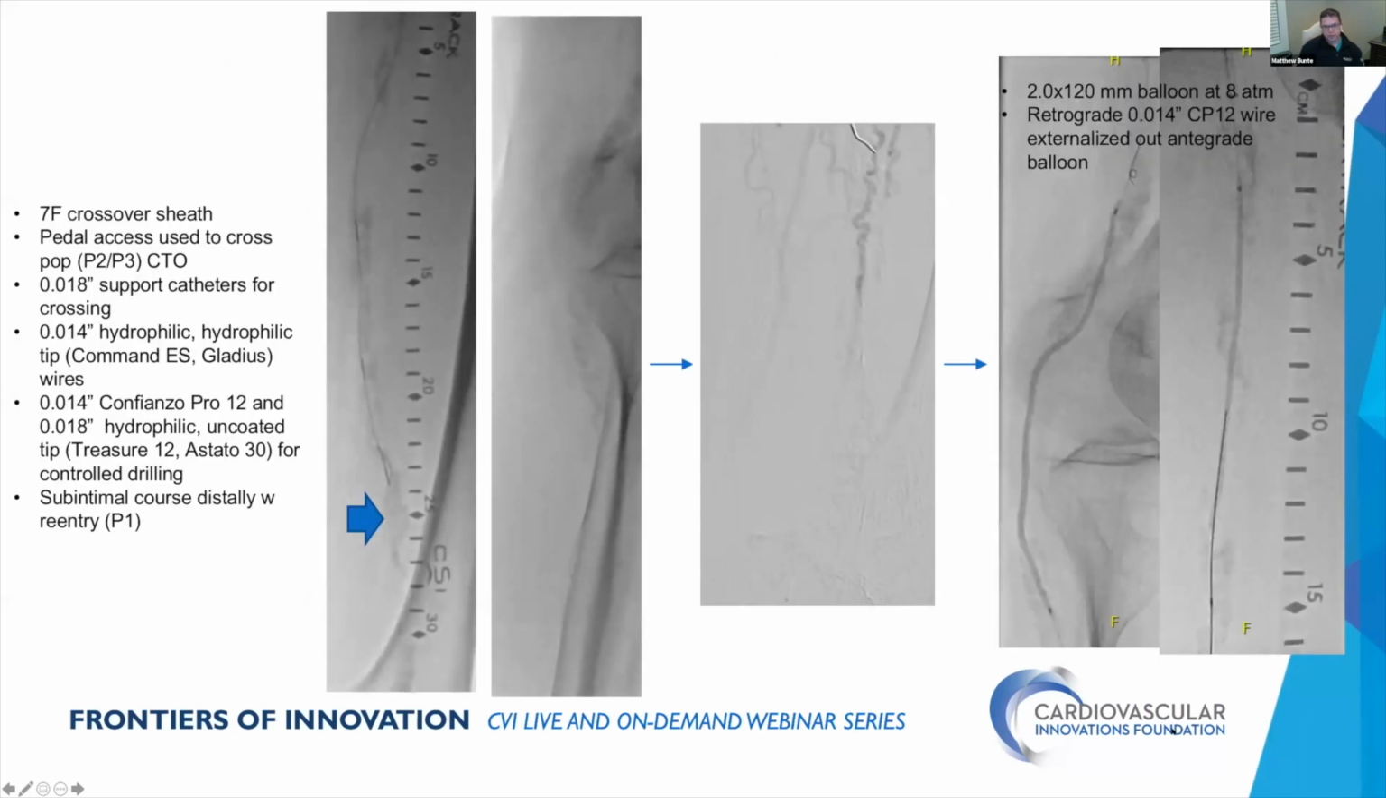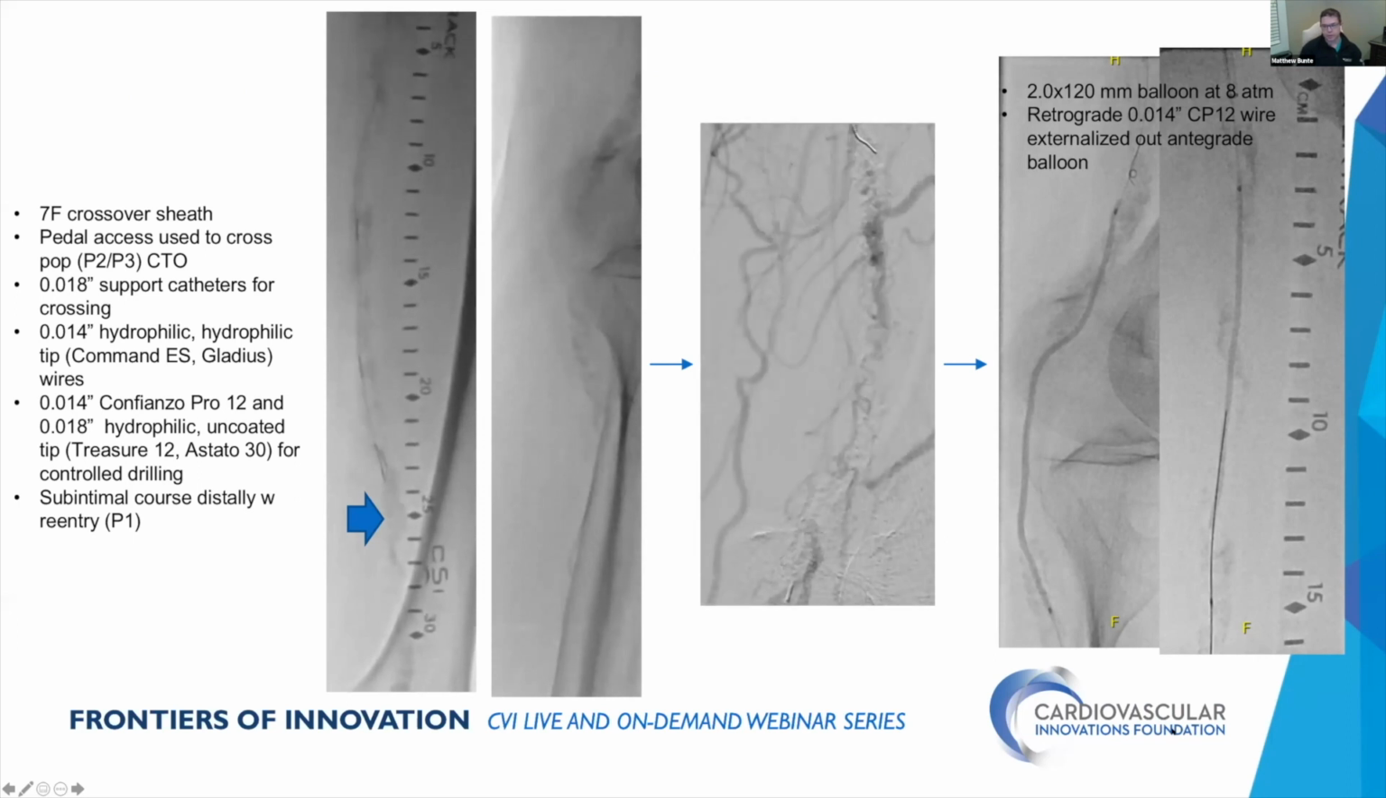So I used a 7 French crossover, kind of the same sort of approach, but I ended up getting pedal access fairly quickly in this case because I had a lot of heavy calcium in that distal P3 popliteal artery. So I was able to shorten my CTO by getting that retrograde access and performing the angiogram. You can see the heavy calcium on that angiogram in the middle frame, and then I tried to just dilate the retrograde tract to get more support and essentially cross the lesion, which I, again, note as an error.